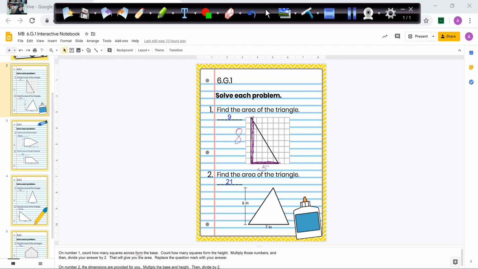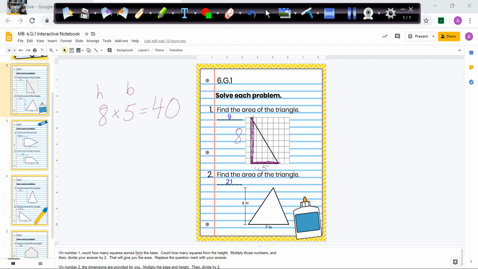So then, if you look down here at the bottom, it said on number 1, count how many squares across form the base. That was 5. Count how many squares form the height from the top to the bottom. That was 8. Then we multiply those two numbers. So 8 times 5. That's our height times our base. 8 times 5, if you put that in your calculator, it makes 40.